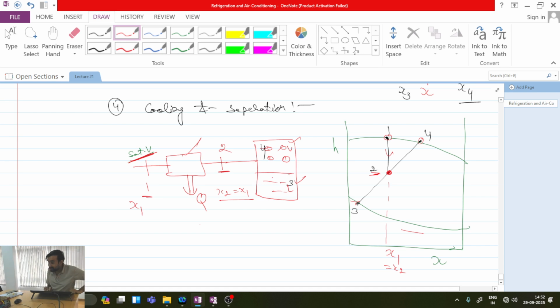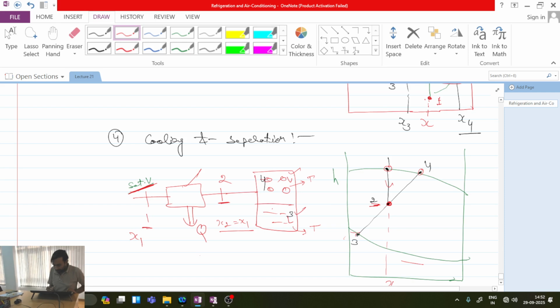I have drawn an isotherm such that it is passing through point 2, because the temperature of this vapor is also T and the temperature of this is also T. As a mixture, both are having the same temperature. So it means that I should draw the isotherm over here.